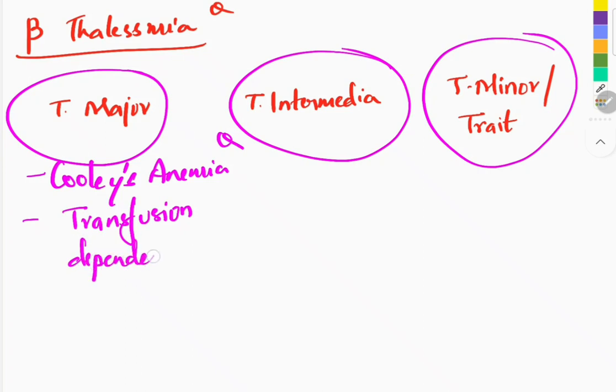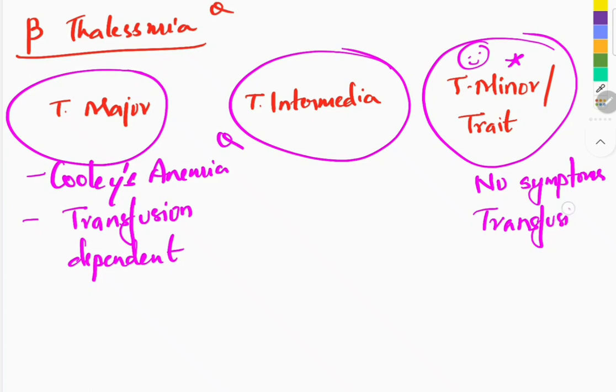Now coming to the last one, thalassemia minor or the trait. Basically these patients are very happy people because they don't have any symptoms. They have no core clinical features, they are absolutely normal. They are asymptomatic and they don't require any transfusion. So this kind of anemia is called transfusion independent. Thalassemia minor people do not need transfusion. They are completely normal people. But why are we studying about it? I'll tell you.